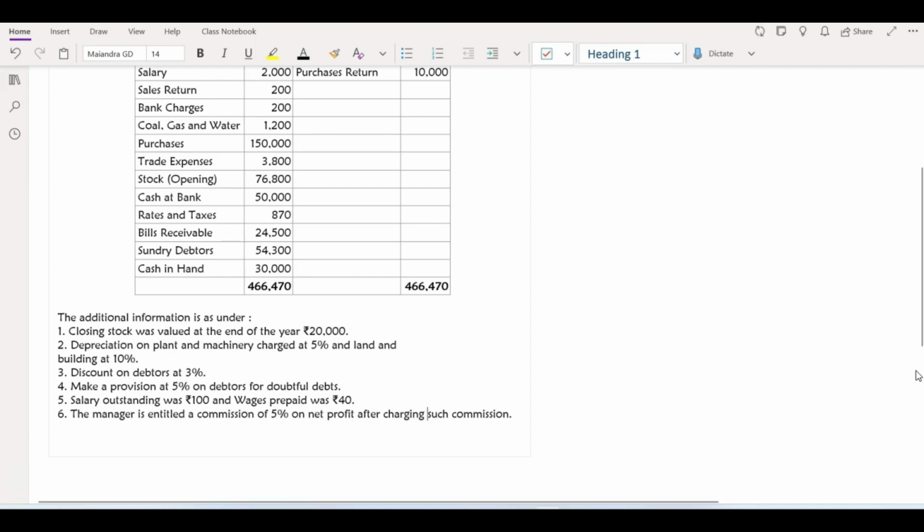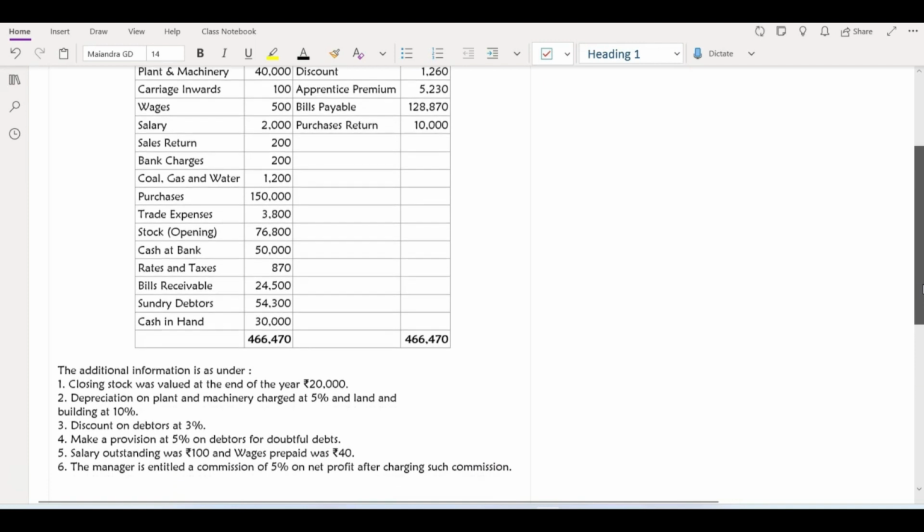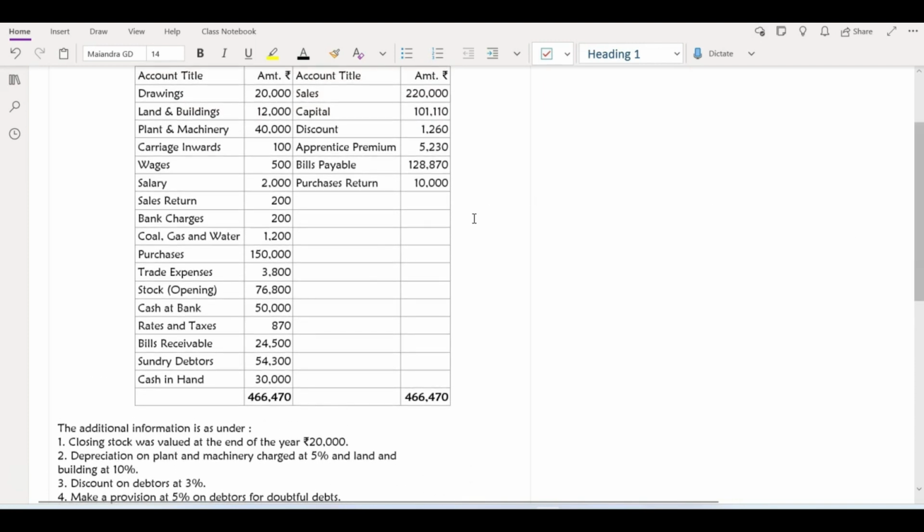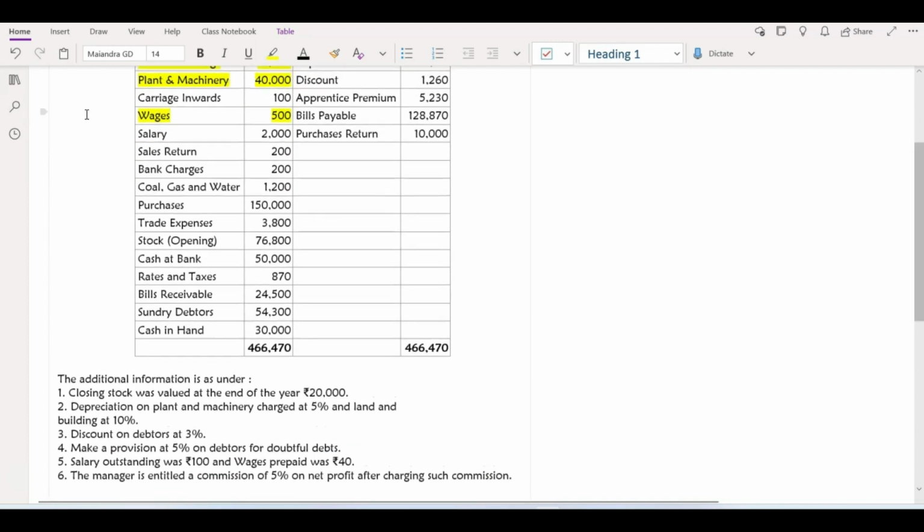In exams, you are normally not allowed to mark things, but when you are just starting to solve the question, it is a good option to highlight and mark the items that need adjustments. So land and building, plant and machinery, I have to do the adjustment. Wages, I have to do the adjustment. Salary also has an adjustment, so let's highlight this one too. After this, closing stock, depreciation, debtors, sundry debtors.